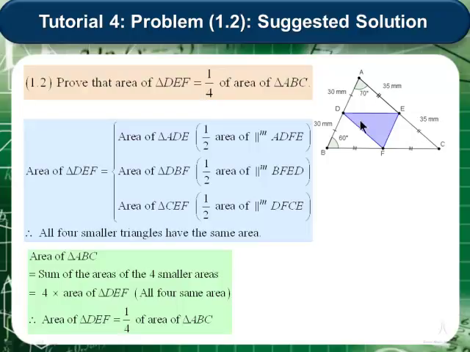Therefore the area of triangle ABC is the sum of the areas of the four smaller triangles. So it's 4 times the area of the shaded triangle, because all 4 of the triangles we've shown here have the same area, and then if we want to isolate the area of triangle DEF on the left hand side, we need to divide throughout by 4. Therefore it's equal to 1/4 of the area of triangle ABC.